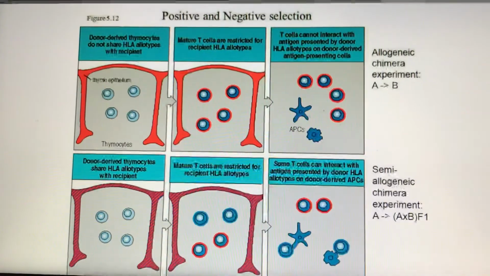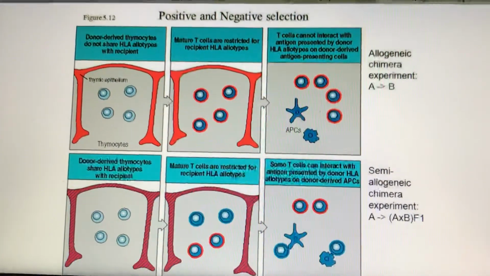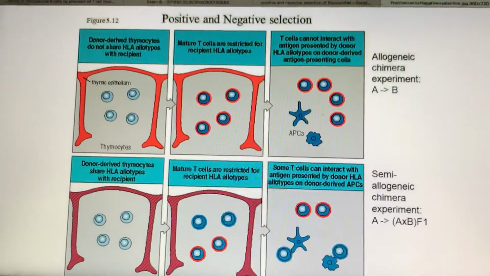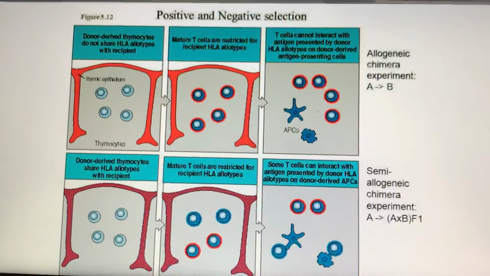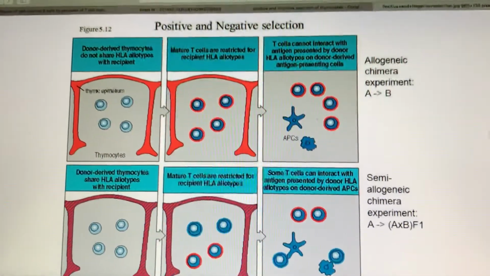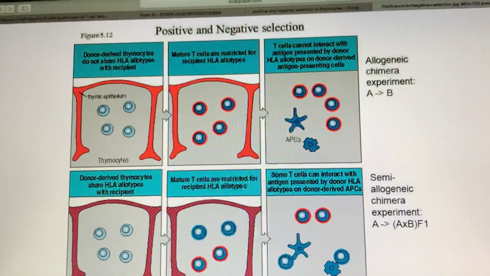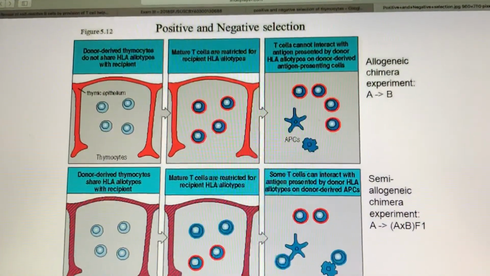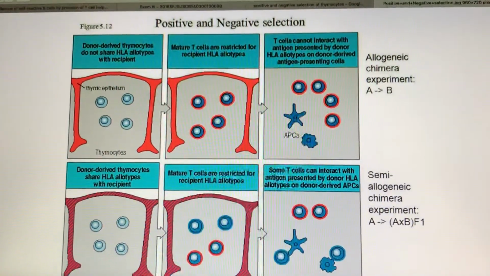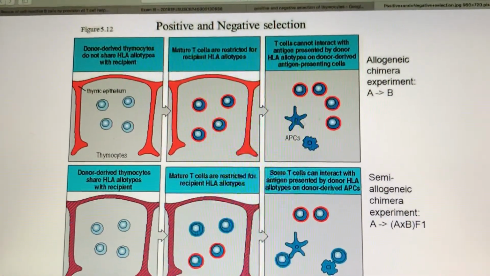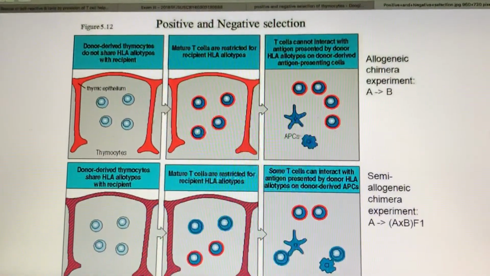So just going over all of that, referring to my notes real quick, just an overview of what I just went over. We know that positive and negative selection, that process typically occurs within the thymus. Well, it does occur.